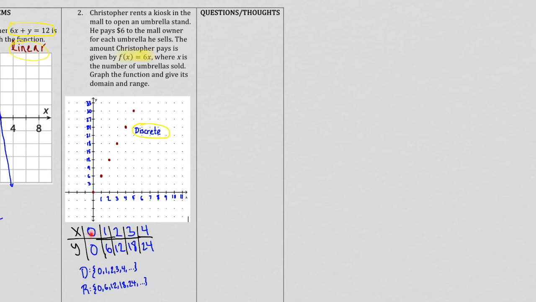The domain is basically the collection of all the x values, 0, 1, 2, 3, 4, and continuing, right? That's what the ellipsis represents. By the way, when I say ellipsis, those are the 3 dots right here that mean it keeps going. Range 0, 6, 12, 18, 24, and continuing. Here's the points. I graphed those, but of course it's going to keep going. And I did not connect them because it's discrete.